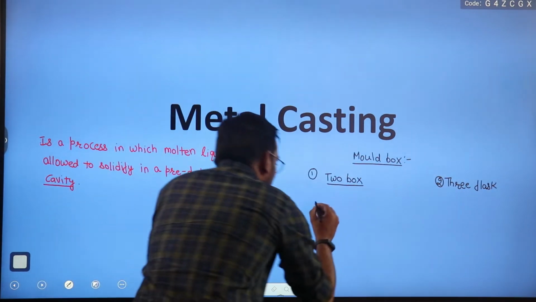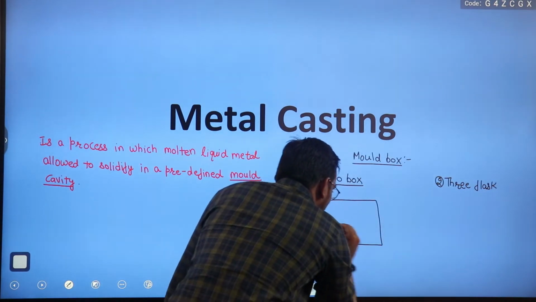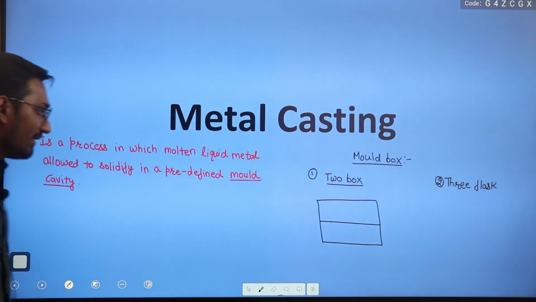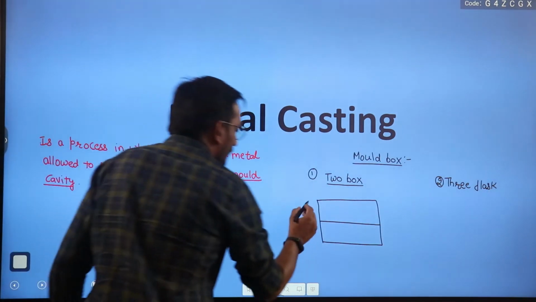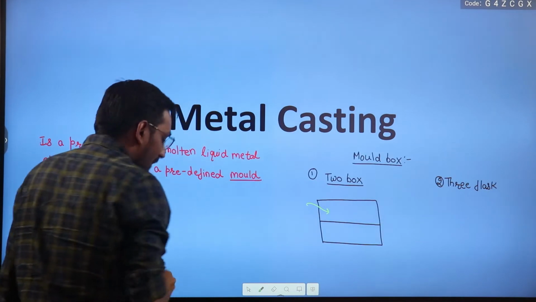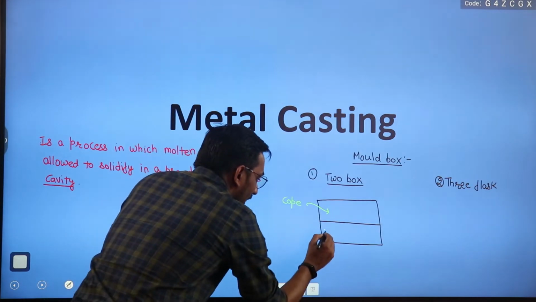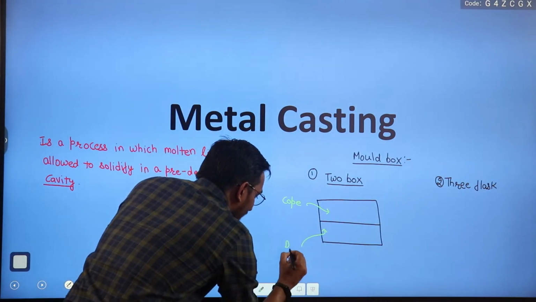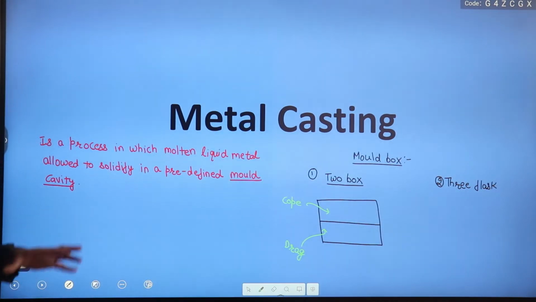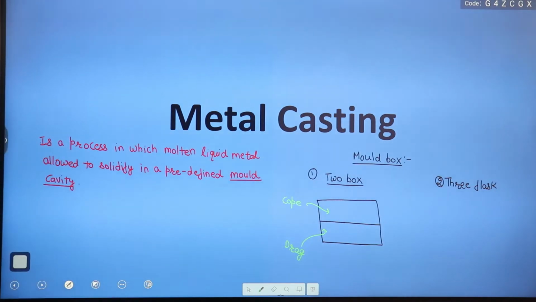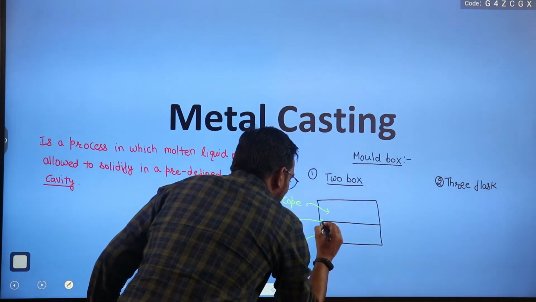In the two box we have two boxes like this. This is a mold cavity, this complete thing is a mold cavity. I can say that this upper box is known as cope and this lower box is known as drag, cope and drag. We have a mold cavity in between, so this is the cope and drag, and this line is known as the parting line.